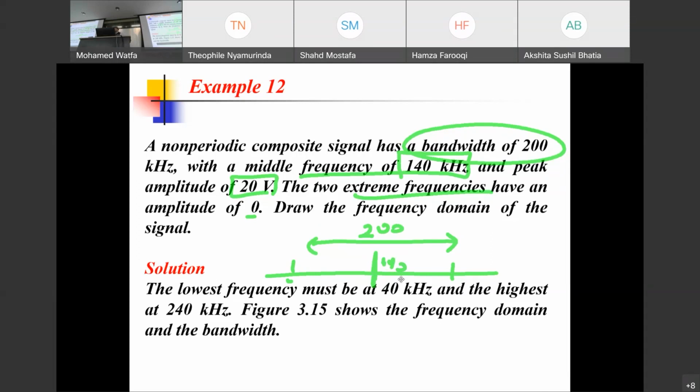So what do you think? What's this here? 40 and 240. You see, it's 200, and between them will be 140. You get it? Because half of 200 is 100, right? On each side, here is 100 and here is 100. If I start with 40, I add 100, that would be 140. As the question said, 140 is the middle. And you're very smart, my friend, very smart.